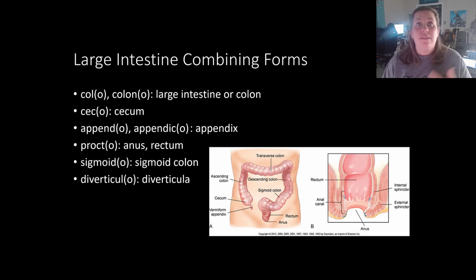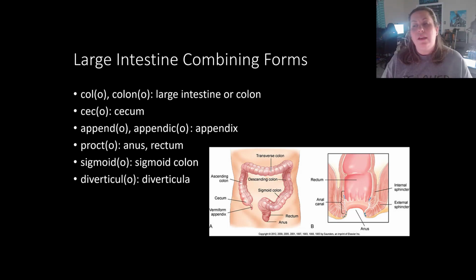Sigmoid is part of the sigmoid colon, which is this part that kind of makes this S-like bend in the later part of the colon or large intestine. So diverticulo is going to be like diverticula, and this is going to be where stuff gets kind of embedded in the folds of the intestine. This can cause inflammation and cause problems where it gets kind of stuck in those folds.